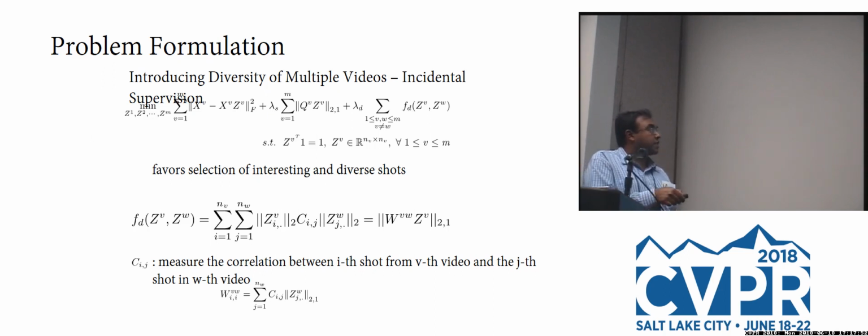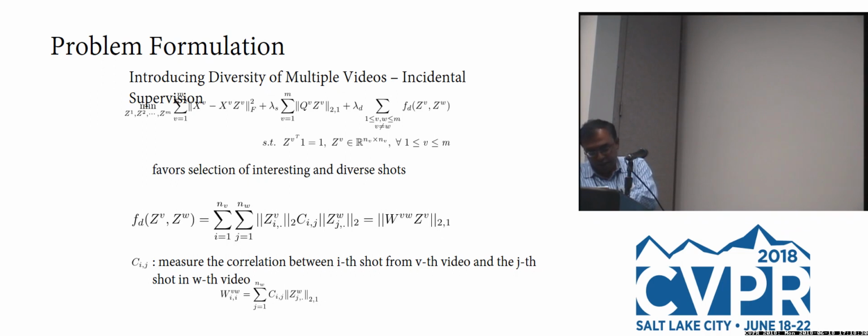And how do you design this diversity term? One of the ways it could be done, and again, this is purely a heuristic way of doing it, and you could design a different diversity term, is as a similarity between two videos, V and W, as part of that set. So there's a reconstruction term, the sparsity term, and this diversity term. What we are doing here is coming up with a summary, not of a single video, but of the entire collection of videos.